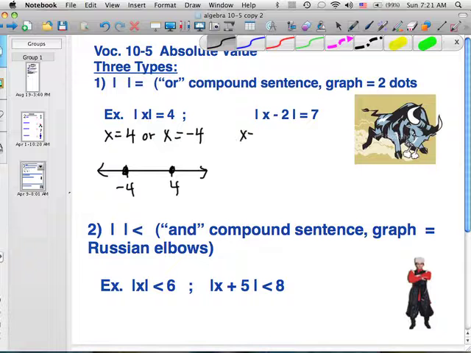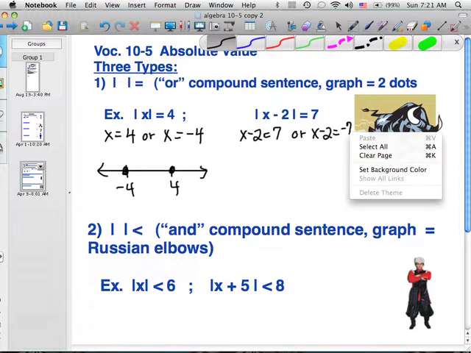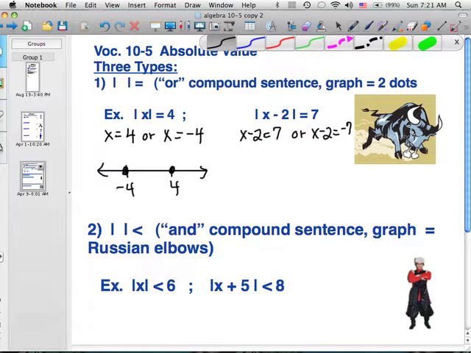The second one here is an or statement. It's x minus 2 could equal 7, or x minus 2 could equal negative 7, because when you take the absolute value of negative 7, that would make 7. So solving this, we're trying to figure out what x would be. We'd add 2 and we get x equals 9. If I put 9 in there, 9 minus 2 gives me 7. That would work. Or, make sure you keep the correct symbol there.